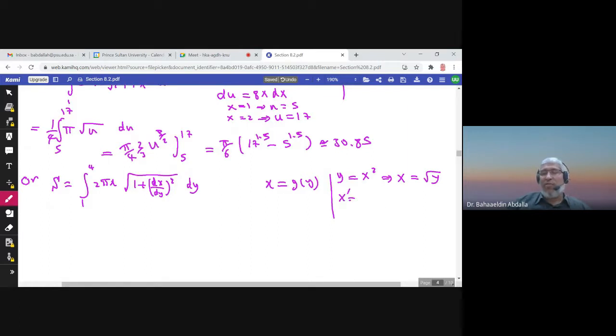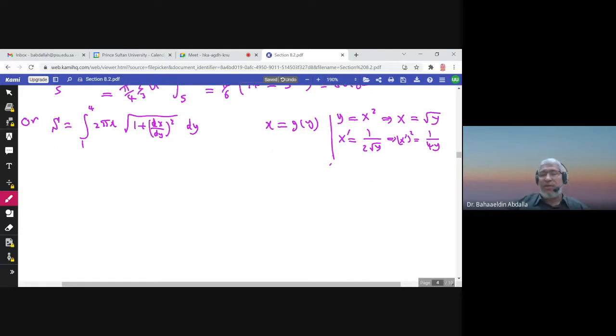So x prime, or dx by dy, would be 1 over 2 square root of y, and x prime square would be 1 over 4y. And 1 plus x prime square would be 1 plus 1 over 4y. And if you add these two, you get (4y plus 1) over 4y.